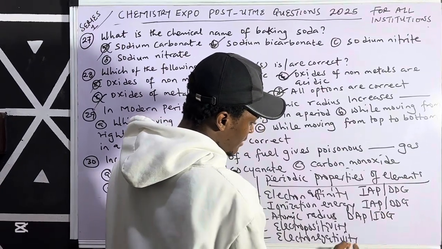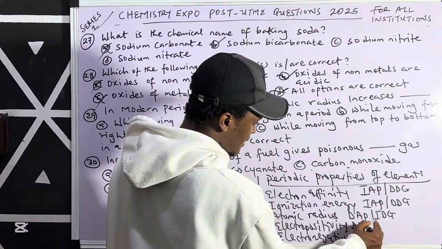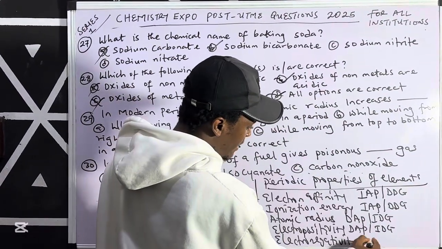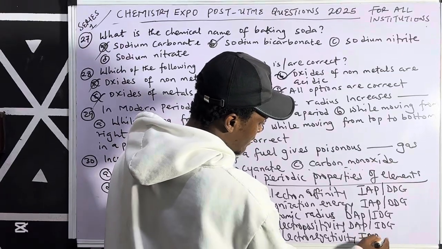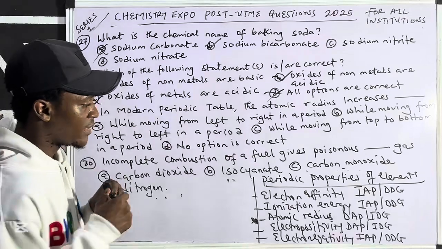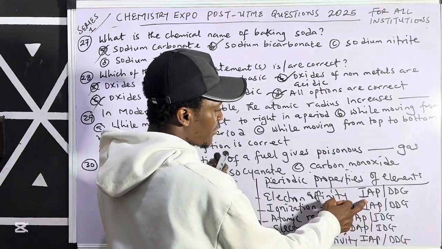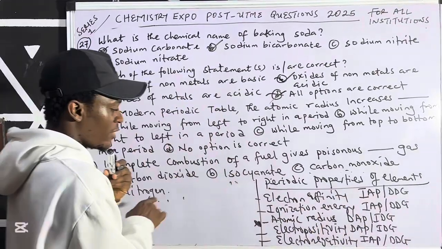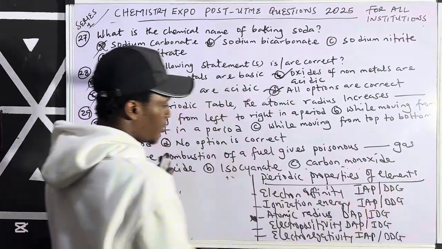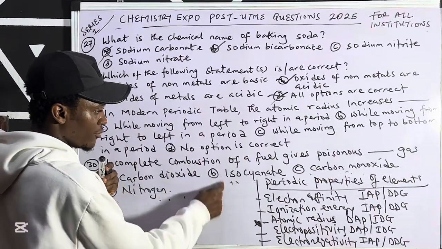I will explain all this. DAP and IDG. Then the last one is IAP and DDG. Now these things represent something. When you see IAP here, it means increases across the period, meaning you are moving from left to right. That's across the period. And decreases down the group, meaning from top to bottom.